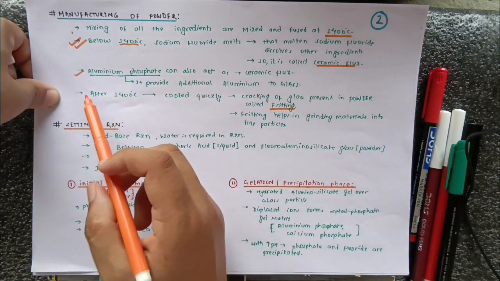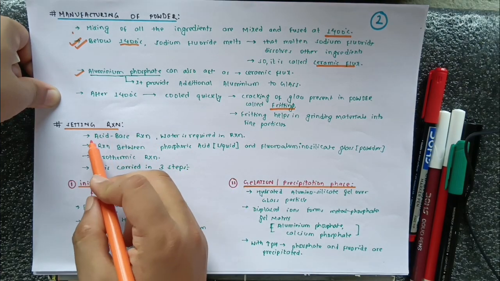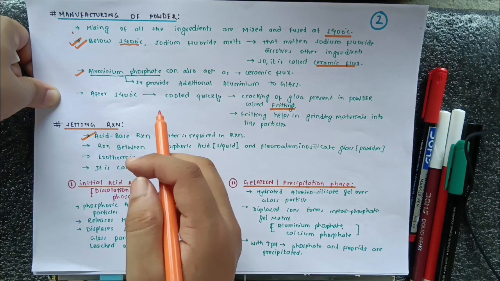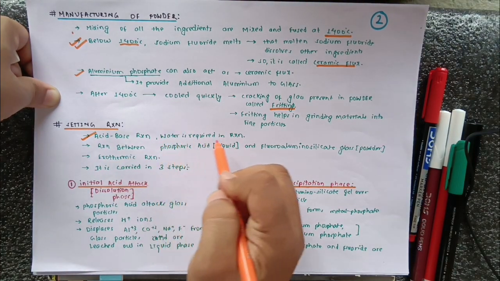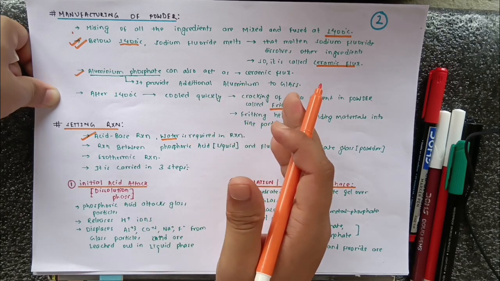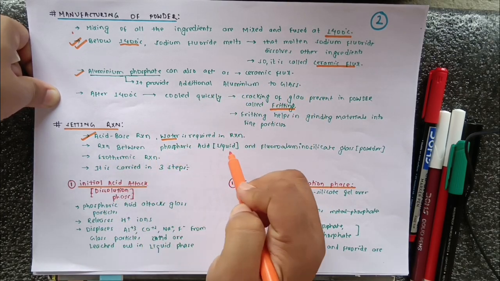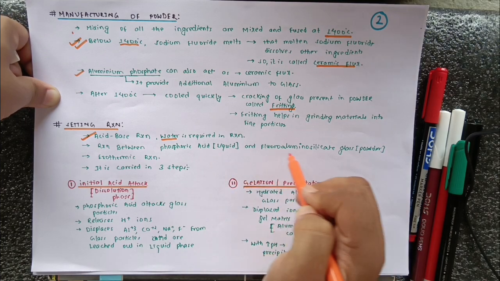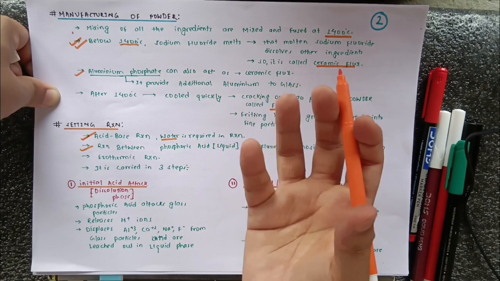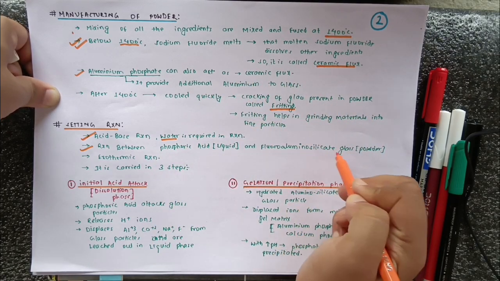After that we will study the setting reaction, and the point you should not miss is that it is an acid-base reaction. The setting reaction is an acid-base reaction, and water is required. In the absence of water this setting reaction will not happen. Similarly, there is a primary reaction between the phosphoric acid, which is the liquid, and the fluoroaluminosilicate glass powder.